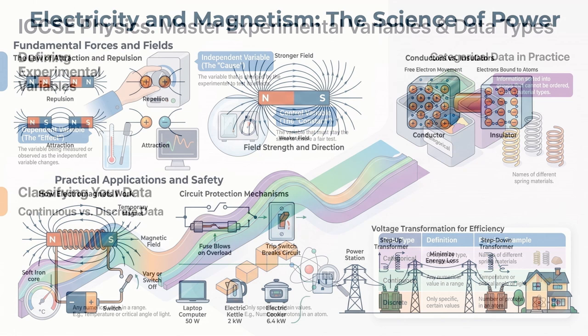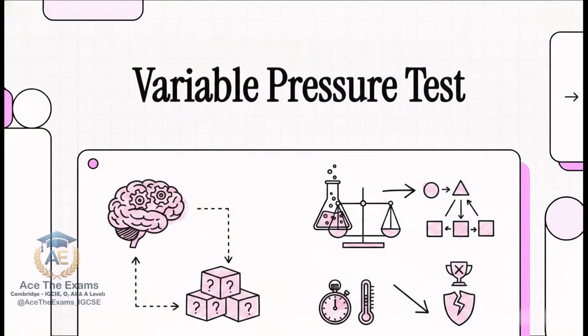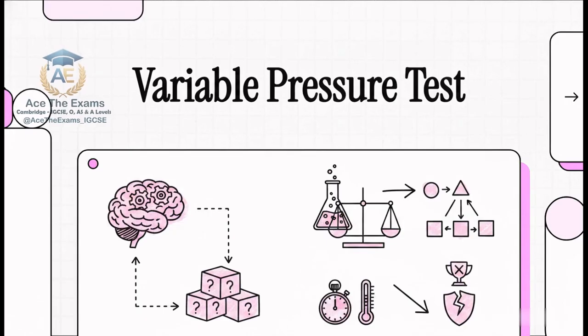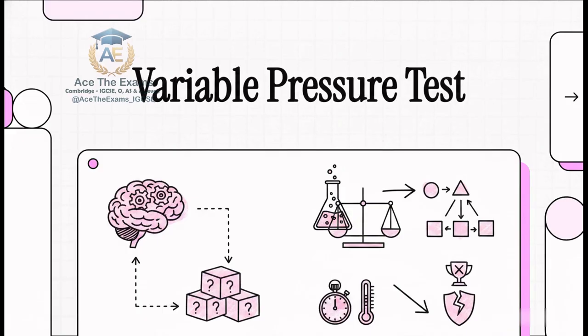Look, memorizing physics facts without understanding how variables actually interact, that is exactly how students lose easy method marks and completely risk falling out of their target grade boundaries. I see it all the time. You memorize the equations, you learn the definitions, but the second an examiner throws a practical investigation at you, total freeze. Welcome to the ultimate variable pressure test. Today, we are stress testing your exam strategy until it becomes unbreakable.